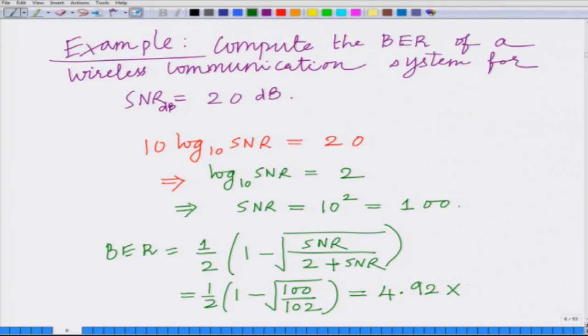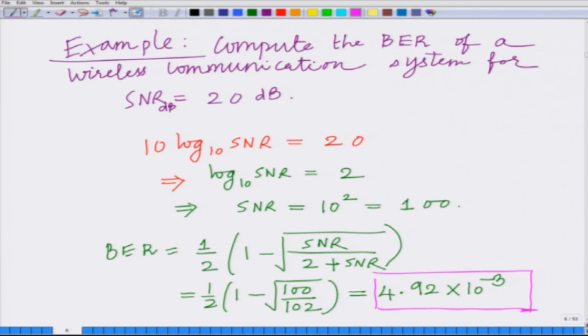So, the bit error rate in a wireless channel at 20 dB SNR is 4.92 times 10 to the power of minus 3. So what we have done is we have computed the bit error rate in a wireless communication system with fading for BPSK transmission at an SNR of 20 dB, and the answer is 4.92 times 10 to the power of minus 3.